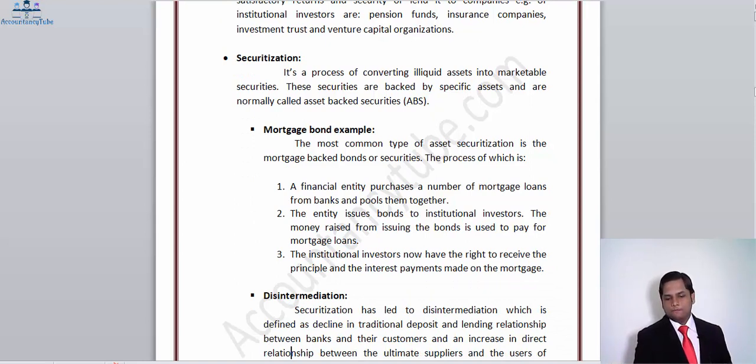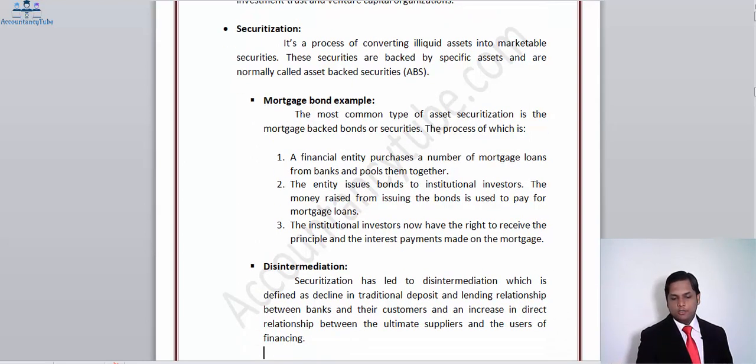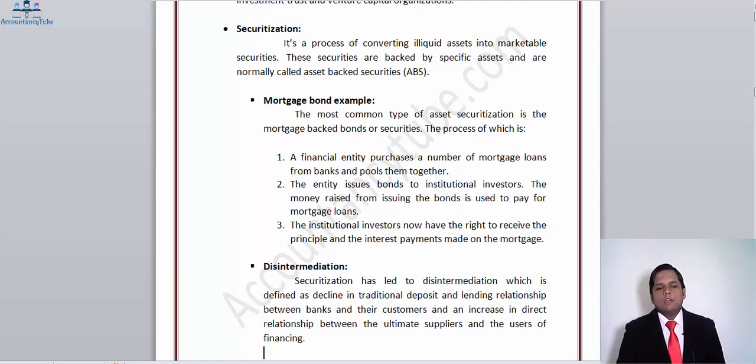Then we have our next topic, that is securitization. Securitization, in clear terms, is basically using those funds that are locked in your fixed assets or non-current assets.